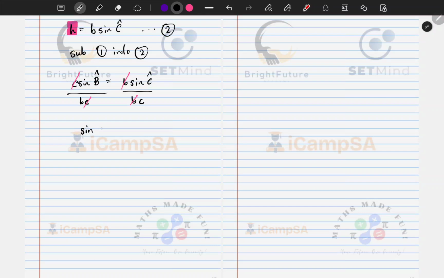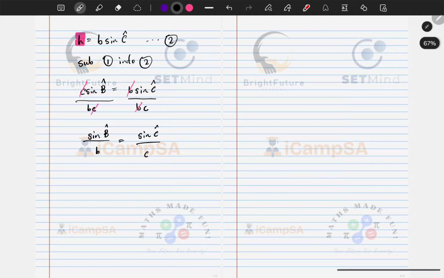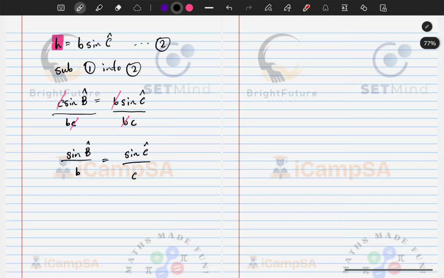I'm going to have sine of angle b over b equals sine of angle c over c. So now I have proven it. I've proven the first rule for acute angle triangles. So this is also going to be true for sine of angle a over a. It's also going to be true for that.